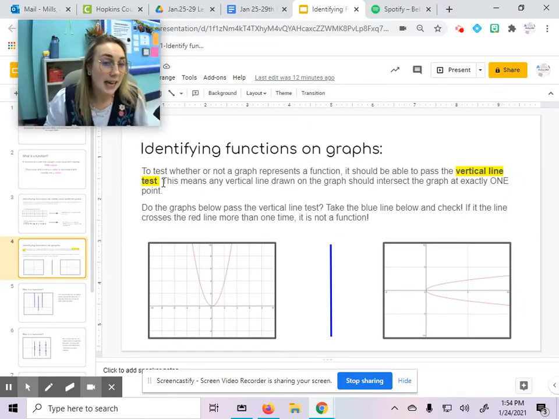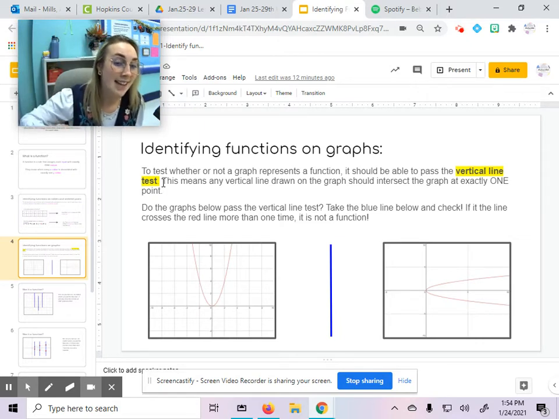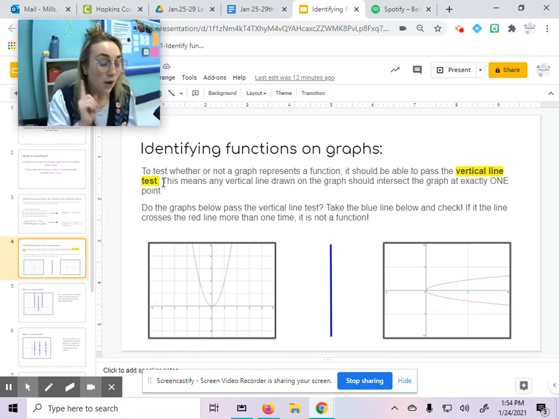Identifying a function on a graph is actually pretty easy because there is this beautiful thing called the vertical line test. And the vertical line test basically means that if you draw a vertical line down on a graph, it can only intersect one part of that line at any given time.